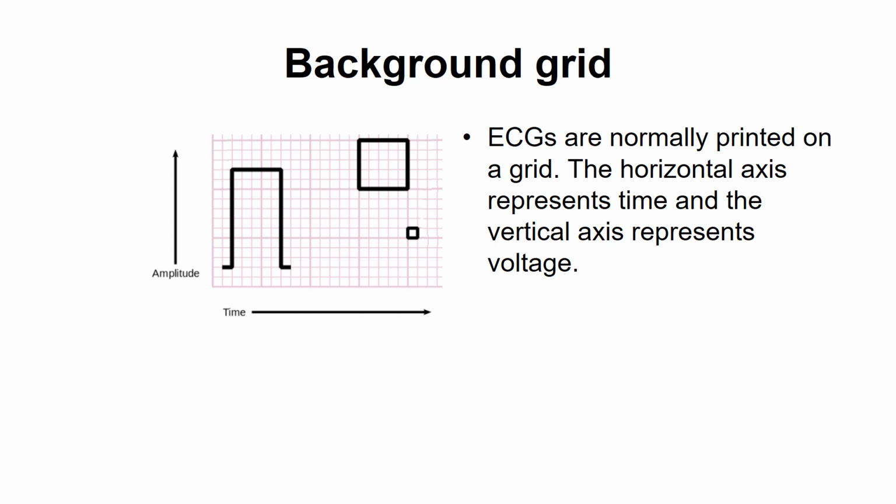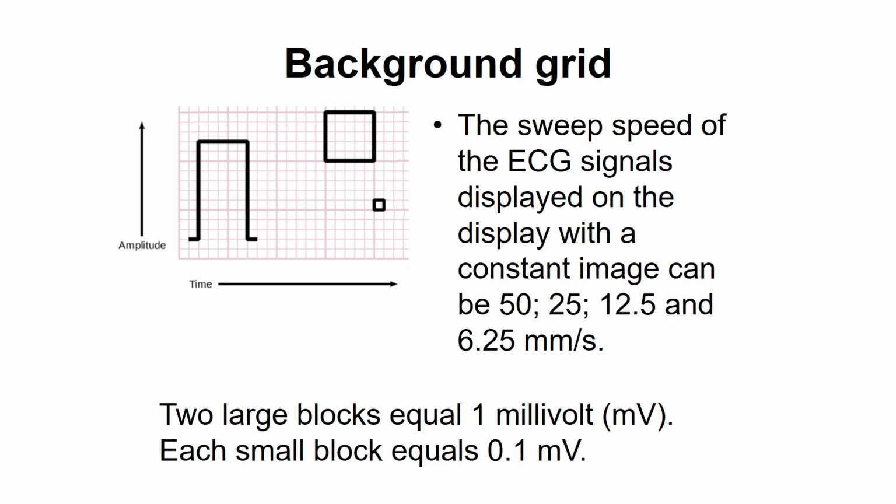Background grid. ECGs are normally printed on a grid. The horizontal axis represents time and the vertical axis represents voltage. The sweep speed of the ECG signals displayed on the display with a constant image can be 50, 25, 12.5 and 6.25 mm per second. Two large blocks equal 1 mV. Each small block equals 0.1 mV.